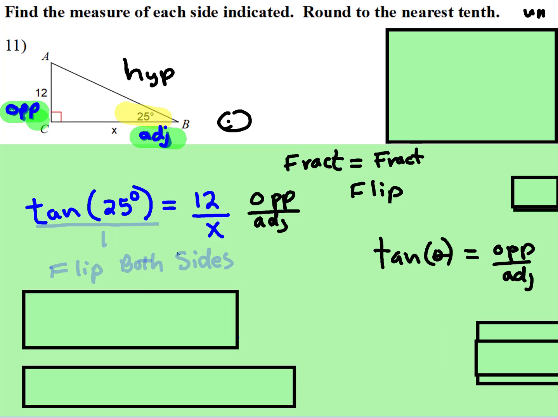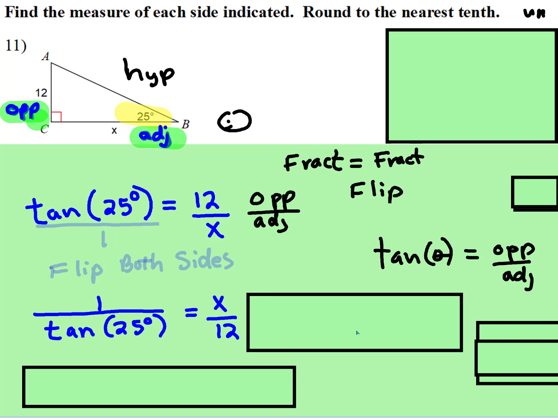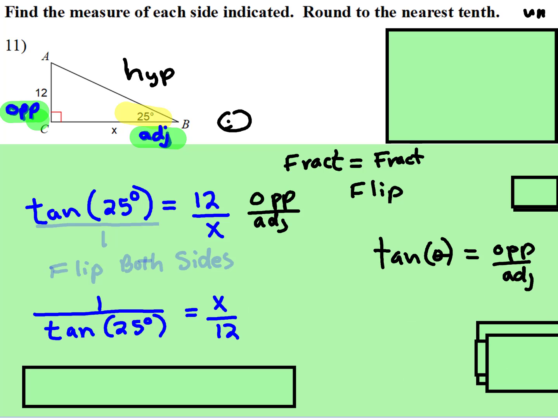Now, you have to be careful. There can't be a bunch of plus and minus signs. It just simply, when there's a fraction equal to a fraction, you can flip both sides, and then look, it's pretty cool. You put 1 over tangent 25 degrees. Now the x is over the 12. Boom! All you have to do is multiply both sides by 12. Well, 12 times 1 is 12.